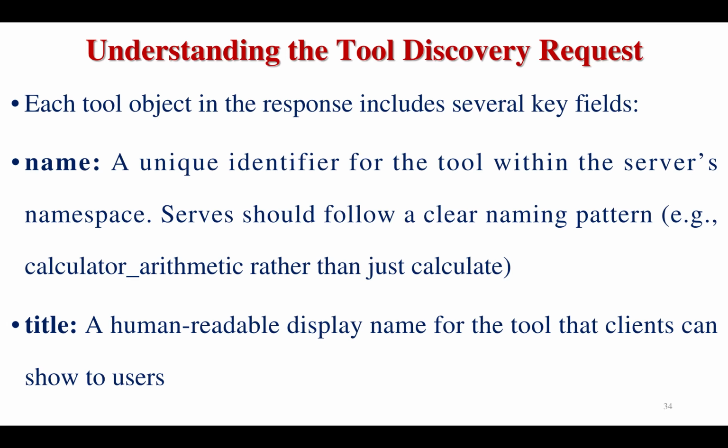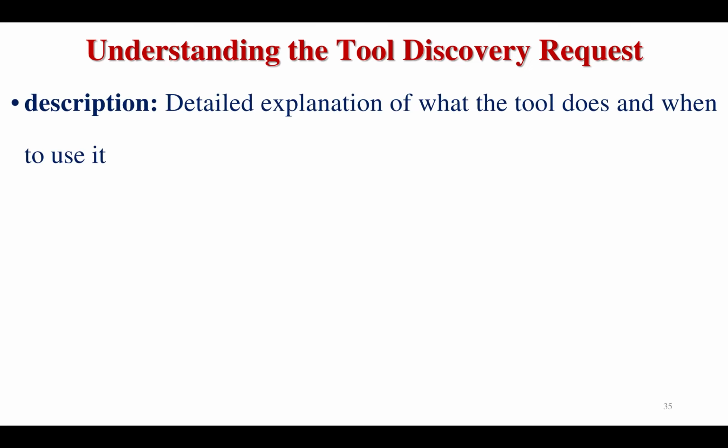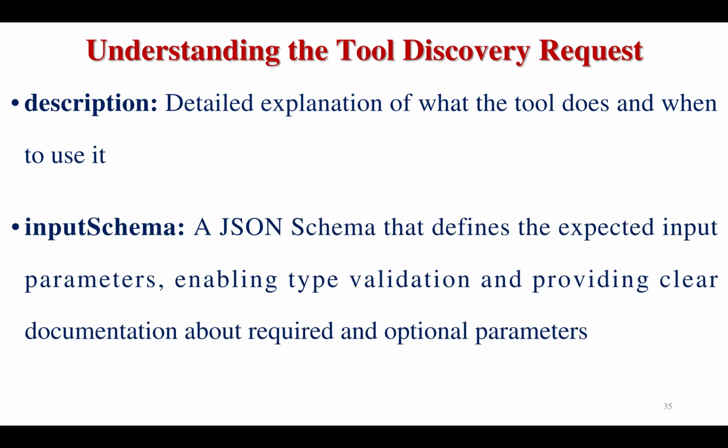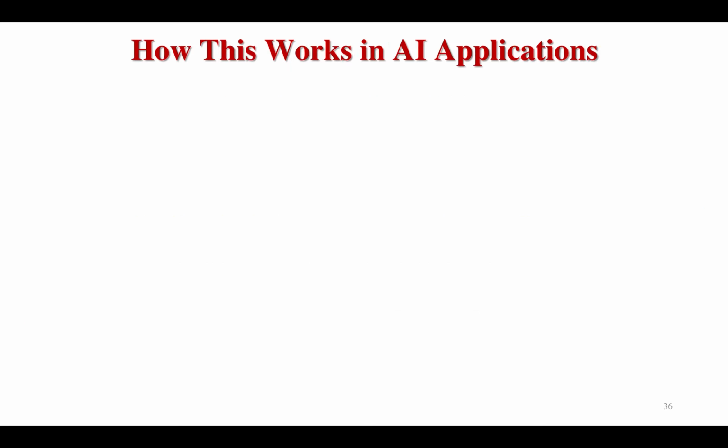And title is something which is a human readable display name for the tool, which the client can show. And then description is going to be the detailed explanation of what the tool does and what it is used for. Input schema, as we discussed, is a JSON schema that tells what the expected input parameters are and what type of validation is there, with clear documentation about required and optional parameters. That is what is given in the input schema.